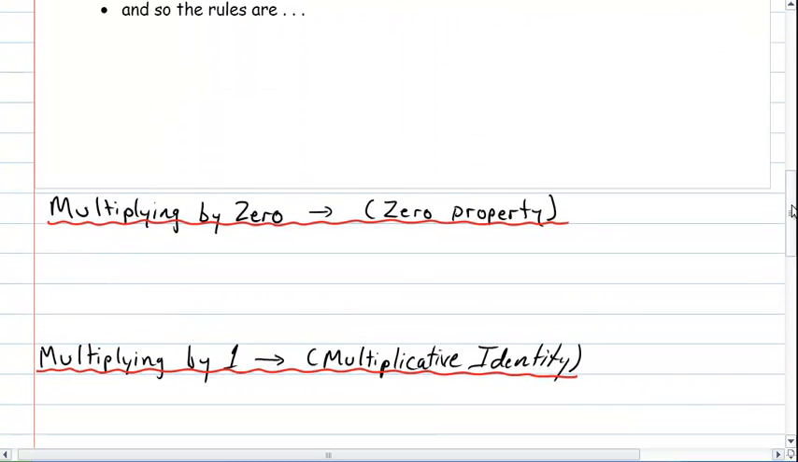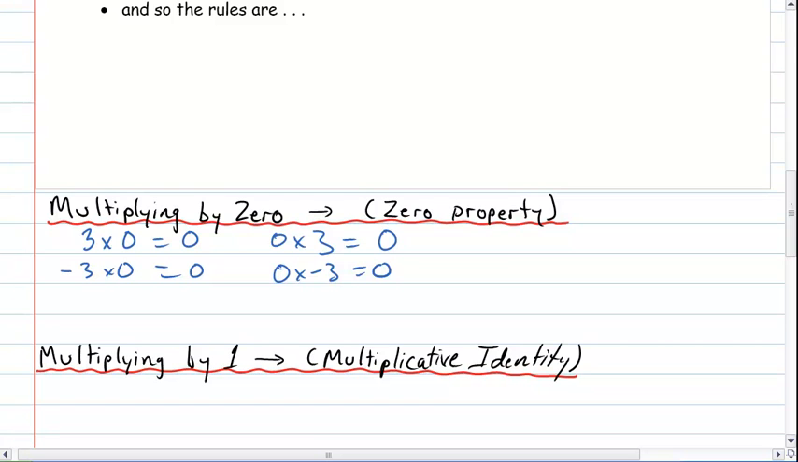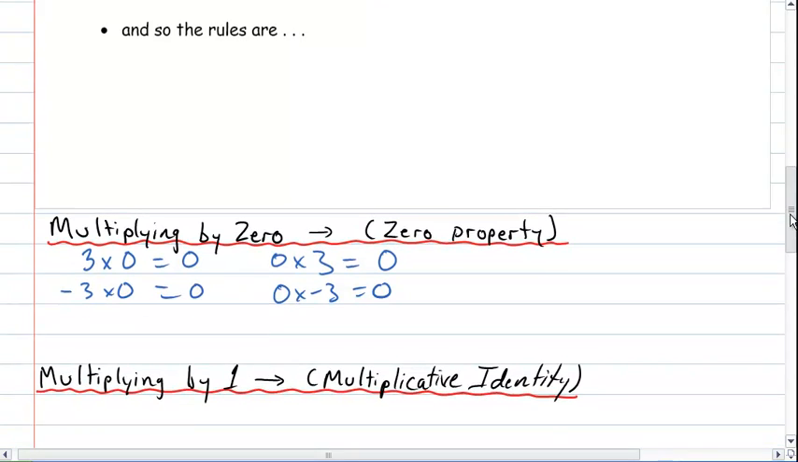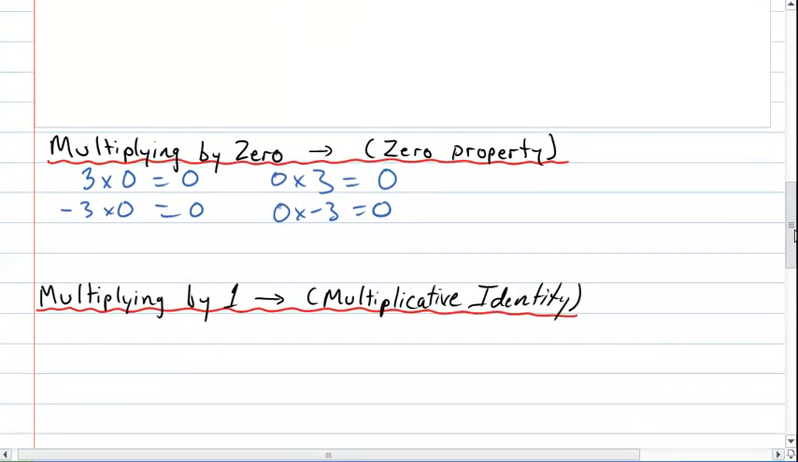That's the first rule, the zero property. Just like with regular numbers, 3 times 0 equals 0, and 0 times 3 equals 0. When we turn that into integers and say negative 3 times 0, that also equals 0, and 0 times negative 3 equals 0. So the same rules apply for multiplying natural numbers as for multiplying integers: anything times 0 equals 0.